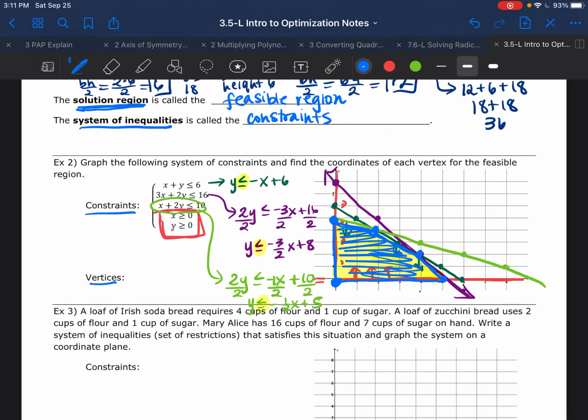All right, so one vertex is obvious, 0, 0. And then we have 6, 0, 6, no, 0, 5. And then 2, 4. And then 4, 2. And then this purple line, we need the x-intercept of the purple line. So I'm not sure if that's 5. And so we need the x-intercept of the purple line.